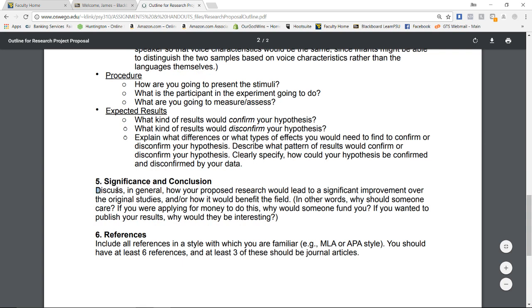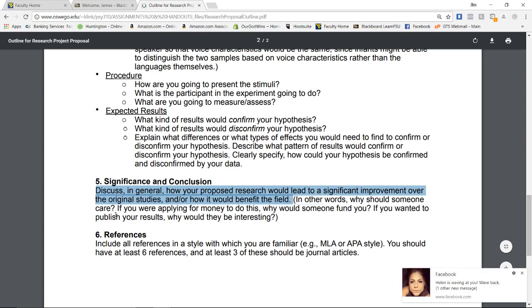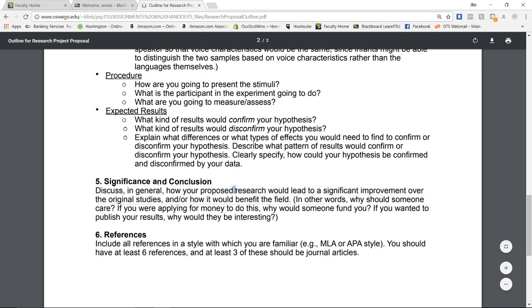You're going to discuss in general how your proposed research would lead to significant improvement over the original papers that you've read about this issue. In other words, why should someone care? If you were applying for money in order to prove this thing true, or maybe applying for a grant or something like that to do further research, why would they be interested?